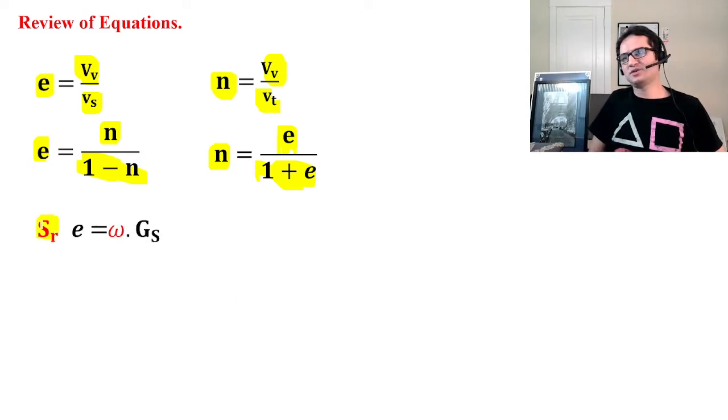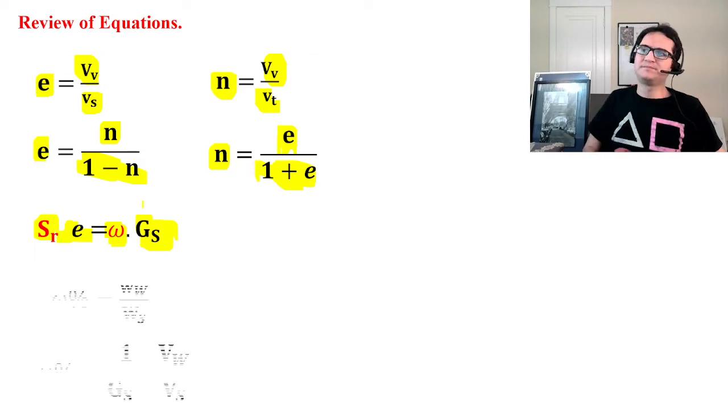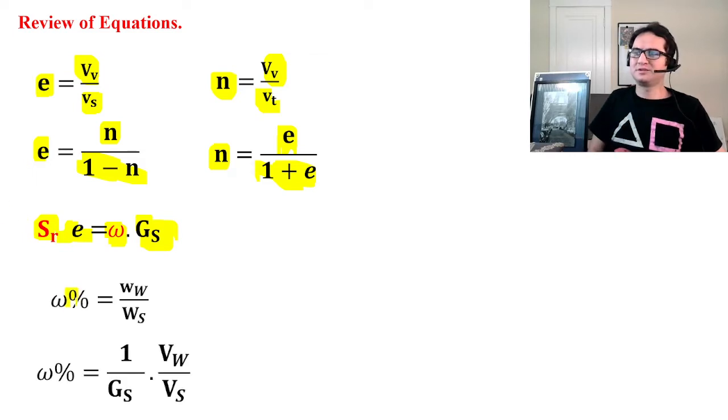At the same time, saturation ratio times void ratio is equal to water content times specific gravity. And water content in percentage is weight of water over weight of soil. Weight of water over weight of soil is the moisture content. And if you want to relate that equation based on their volume, you have to multiply 1 over GS to volume of water over volume of soil, and that's a useful equation as well.